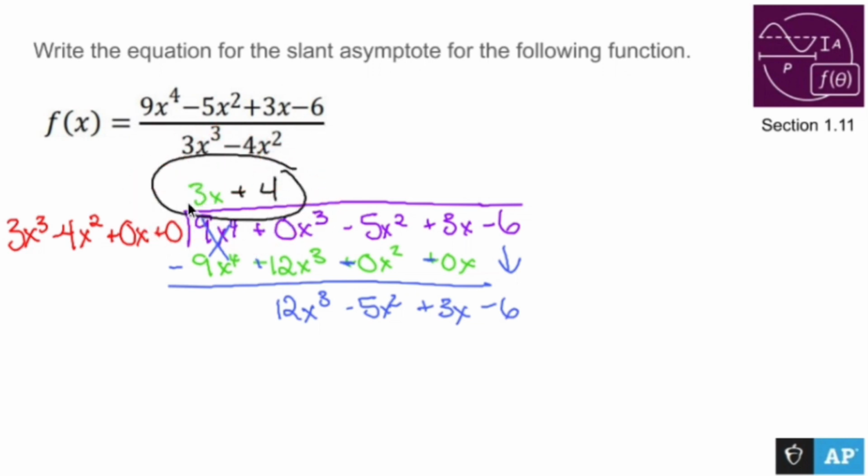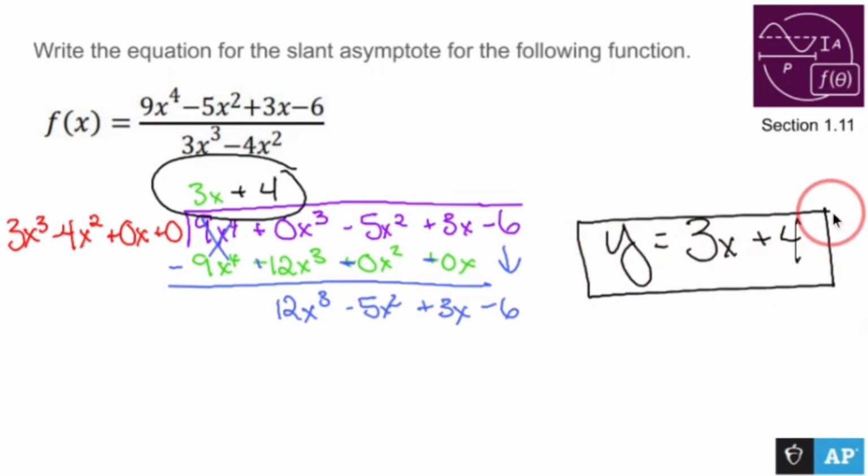Once I get a linear equation in slope-intercept form, I have my slant asymptote, and the equation for my slant asymptote is y equals 3x plus 4, and that is a line in slope-intercept form. So that's it. I'm done.